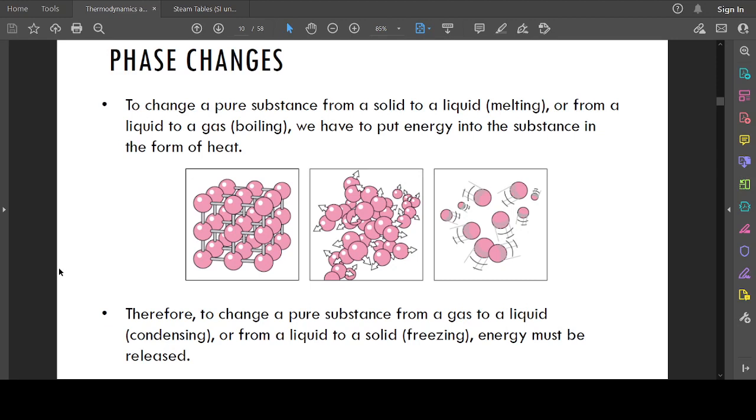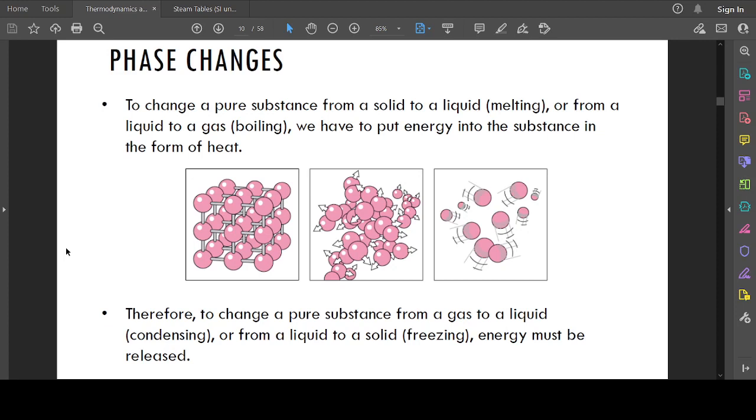Now, to reverse the process by changing the gas from the gas phase to the liquid phase, we need to condense the gas, and by doing so, we are extracting heat from the system. Similarly, if you want to freeze liquid to get it to the solid phase, then we also need to extract heat out of the liquid phase in order to achieve this.